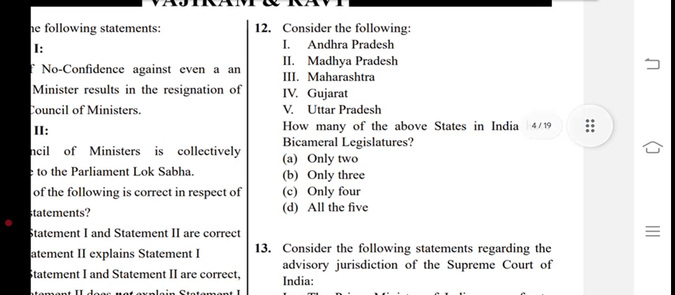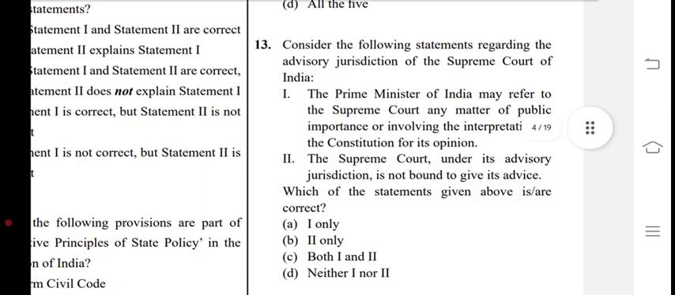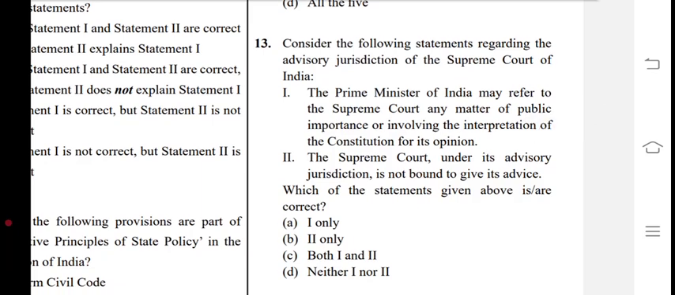Consider the following: Andhra Pradesh, Madhya Pradesh, Maharashtra, Gujarat, Uttar Pradesh. How many of the above states in India have a bicameral legislature? All the five. Is correct. Consider the following statements regarding the advisory jurisdiction of the Supreme Court of India.